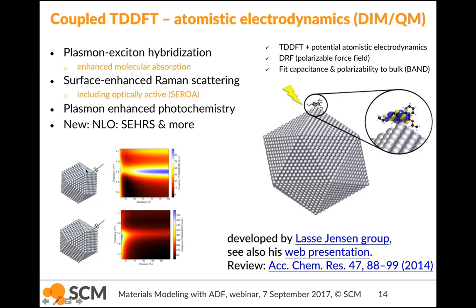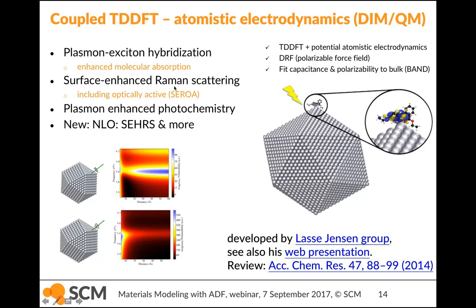You can, for instance, calculate how the orientation of a molecule affects the absorption properties. So typically, if you're in sync with the plasmon, then you get much higher. So in this case, the excitation properties of the guanidine are in sync with the plasmon, and you get much higher excitation intensities.